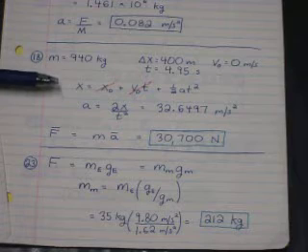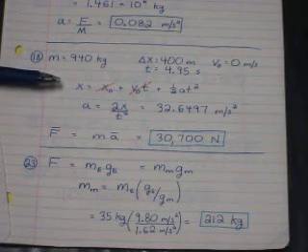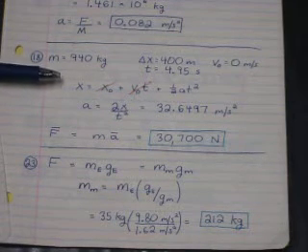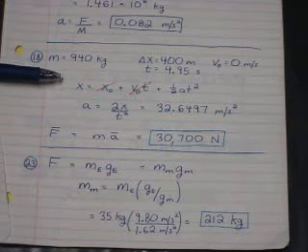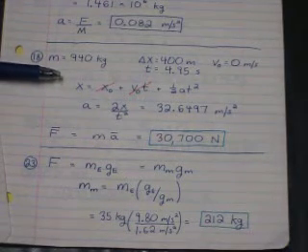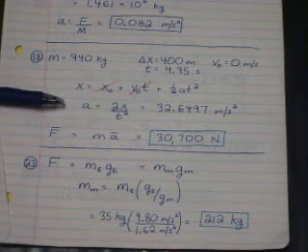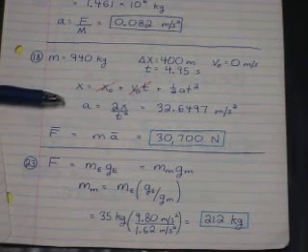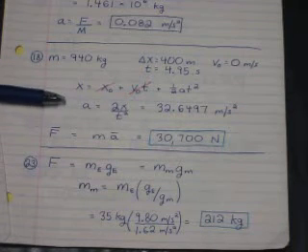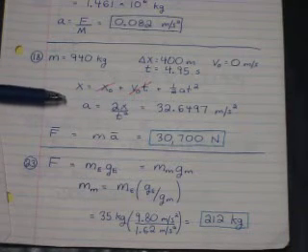So this is where kinematics comes in. If you use this equation, x equals x naught plus v naught t plus 1/2 a t squared, x naught and v naught t go to 0, and we're left with x equals 1/2 a t squared. Solving for that, acceleration is 2x over t squared. We get an acceleration of 32.6 meters per second squared.